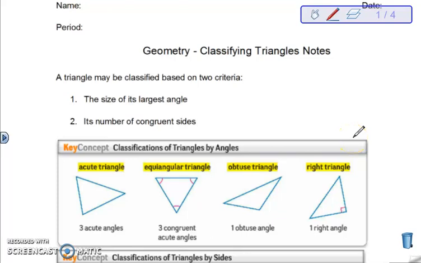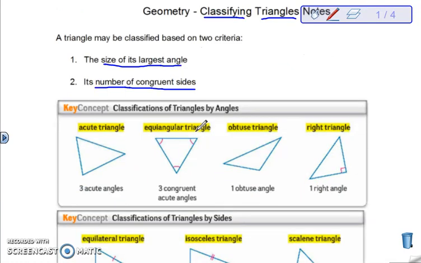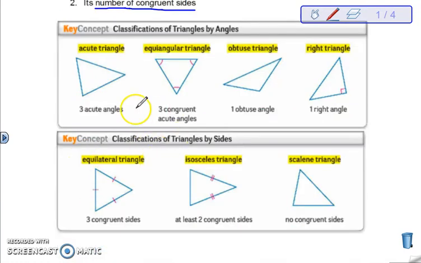Alright, so welcome. Today we are talking about classifying triangles. Basically there are two ways that we can classify our triangles. The first is the size of its largest angle, and the second is by the number of congruent sides. So if I'm looking at my two little tables here, if I'm classifying by angle, I am simply looking at how big the largest angle is.